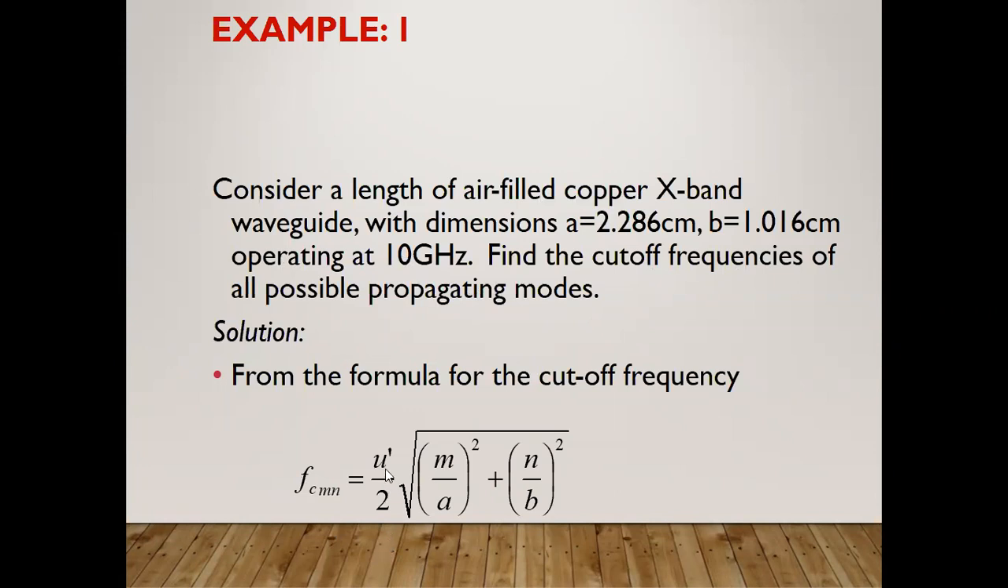That is the velocity of propagation divided by 2, times the root of (m by a) squared plus (n by b) squared, where m and n are used for the different modes, along with the wavelength as well as the frequency. I will show you that in the further slide, how it is mentioned here.